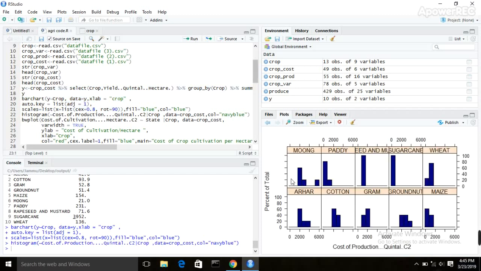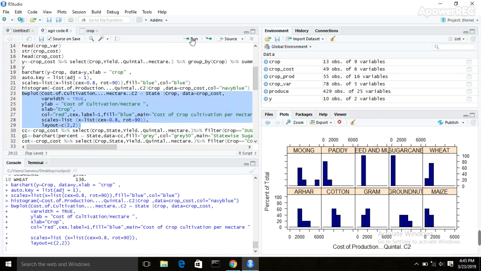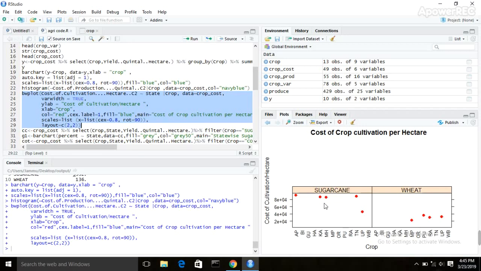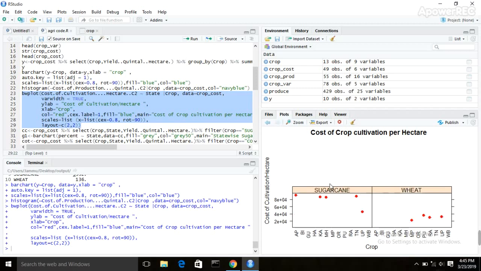Next, I am going to run the histogram, and it will be exponential. And next, I am going to run the cost of cultivation. See, the cost of cultivation per hectare is shown for the separate varieties. Here the output shows crop cultivation per hectare for sugarcane, wheat, paddy, rapeseed, mustard, maize, moong, gram, groundnut, arhar, and cotton, and these are represented in black and white. Like a cluster, the graph can be visually seen, because I am taking only the cost of cultivation per hectare.